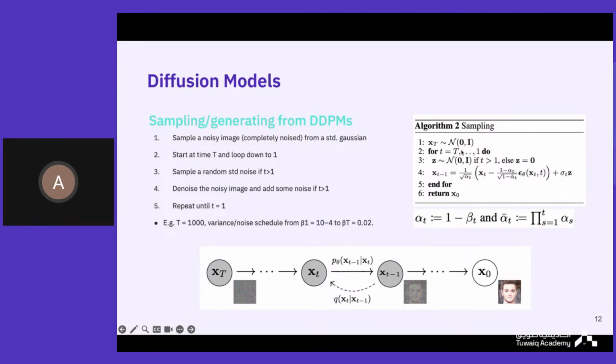We don't have to start from time step 1000. You could start from 50, you could start from 100, because what we are doing here is a trade-off between quality and speed. Because if I do 1,000 iterations, it means I do 1,000 predictions through the neural network. Maybe I don't have the capacity or the time to handle that. So maybe I only want to do 50. So I'll start with t equal to 50, and I only do 50 denoising steps.